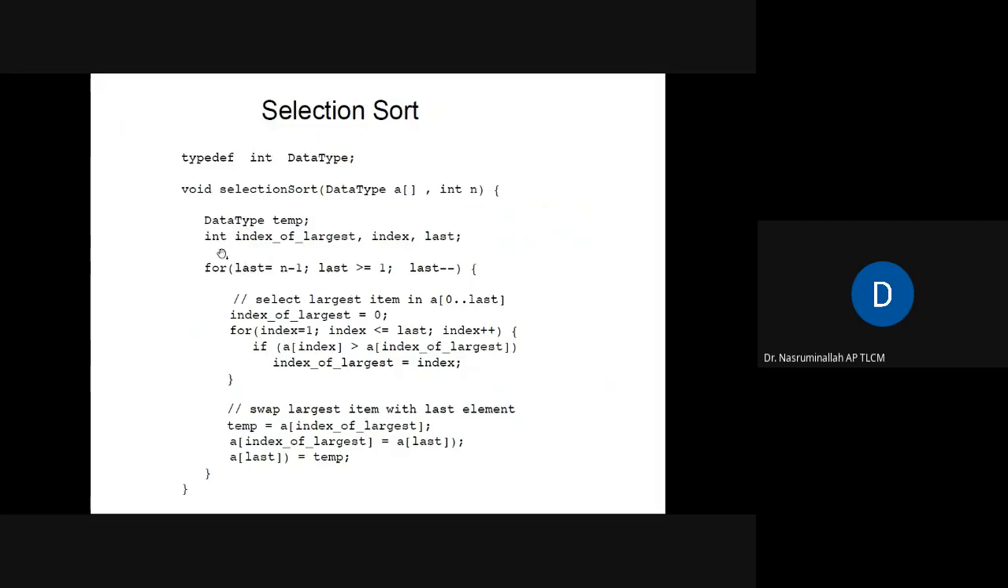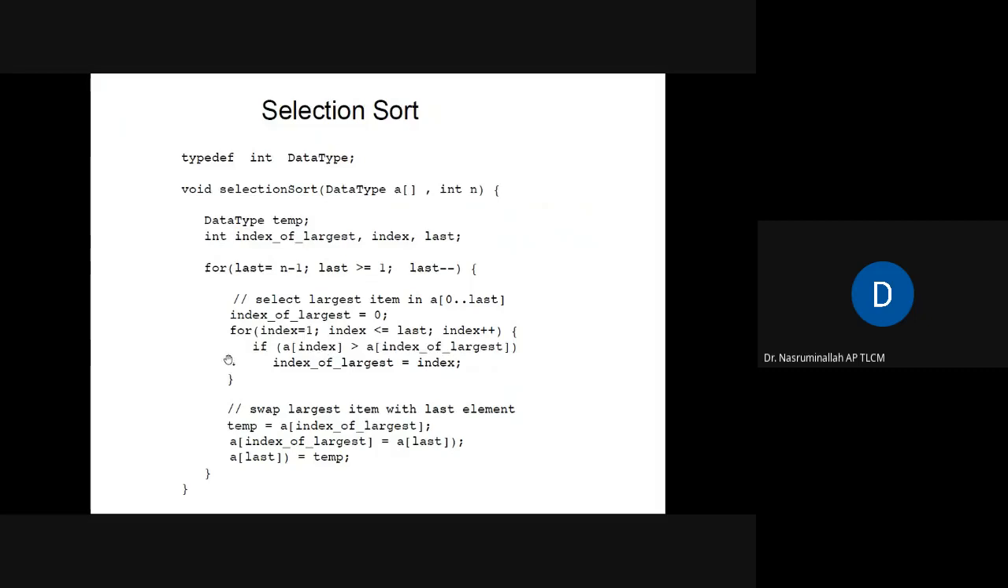In this we execute a loop starting from the last element till last is greater than or equal to 1, last minus minus. First we make index of largest equal to 0, and again in the nested loop we will start from 1 till the last. Last is actually an index in the upper loop, and from start till that last element we will identify the largest element.